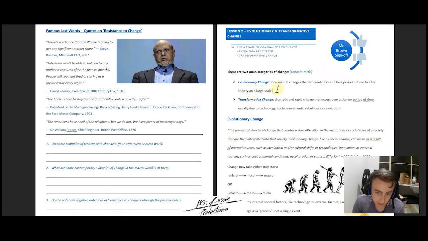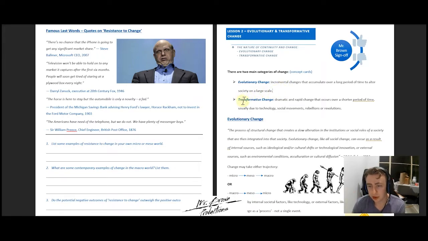So for example, an example of evolutionary change you could look at, when you're looking at it as a whole, is the evolution of women's rights increasing over time. Okay, the first suffragette movements, and those fights for equality and feminism are still happening today. So that's something that's evolutionary change.